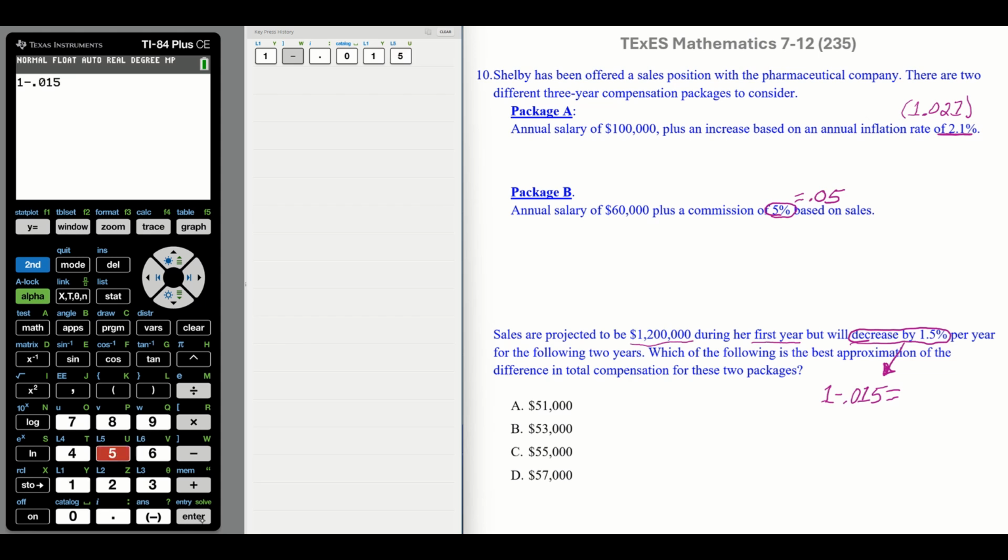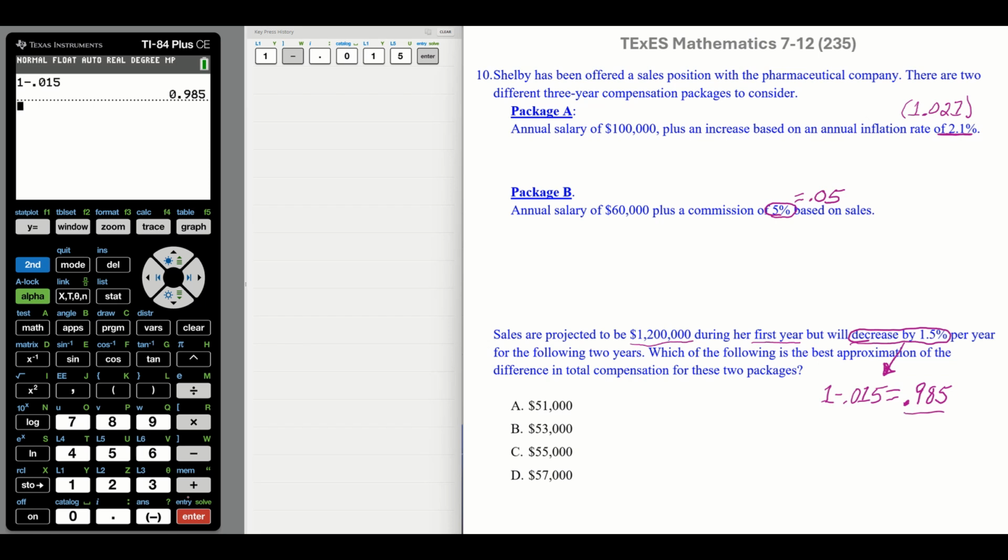Don't try to do all this in your head. Remember, you're taking a test. Brain power is important. Don't get tired. Okay, this is how we need to put it into our calculations.